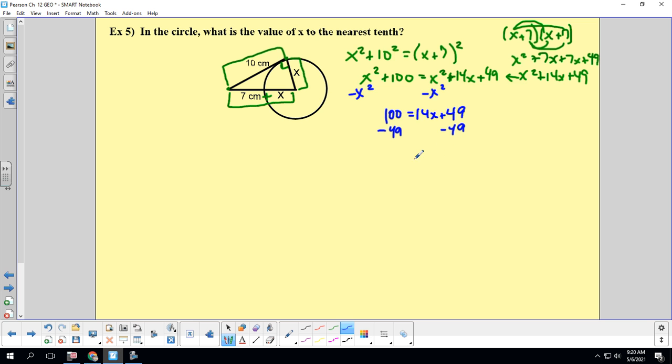Okay, we subtract 49 from both sides, so now I have 14x on the left side and 100 minus 49 on the right. We get 51. We divide both sides by 14. And x is equal to 3.6 centimeters.